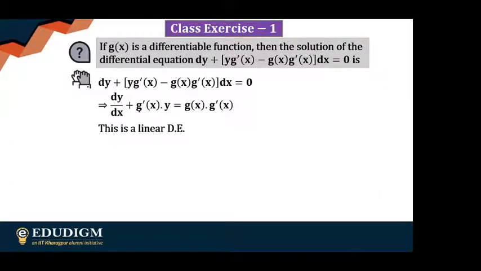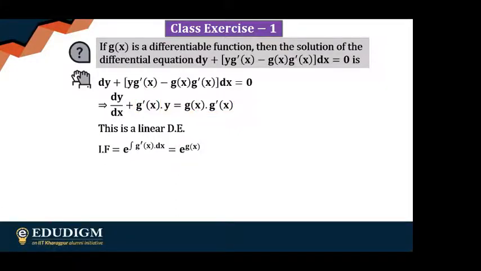This is a function of x, times y, equals another function of x. Fair enough? If you guys have any problems regarding this part, let me know. First of all, just do some basic adjustments and look at this from the point of view of a linear DE. Integrating factor. Integrating factor is e to the power integration of this particular function dx. So this is g'(x). So on integration, this will give you g(x). Just the simple antiderivative method. All right.